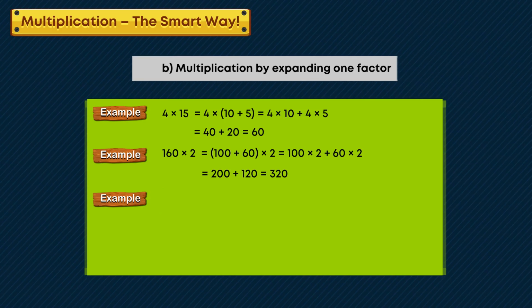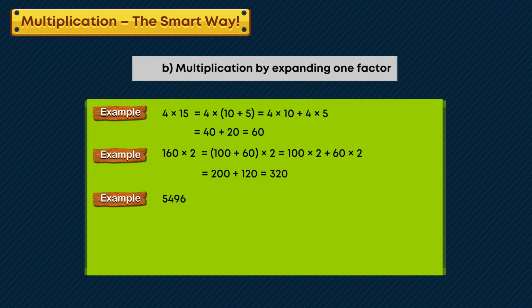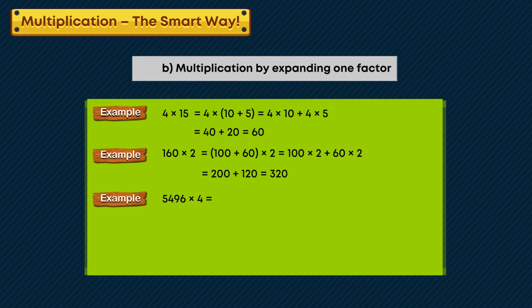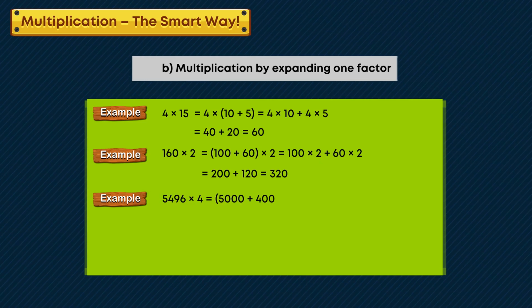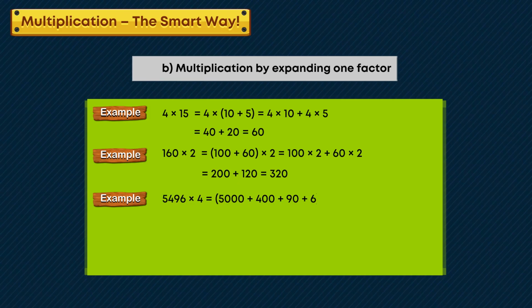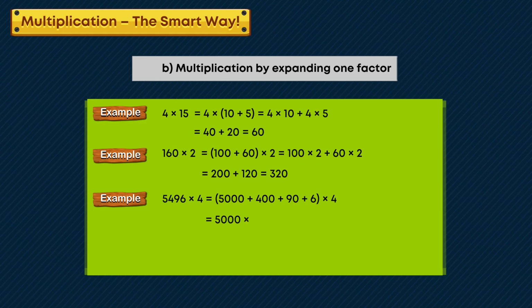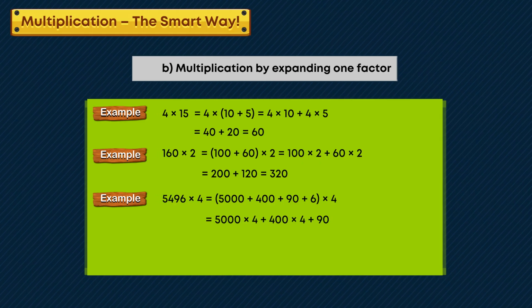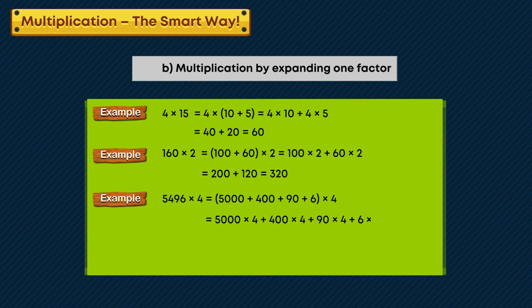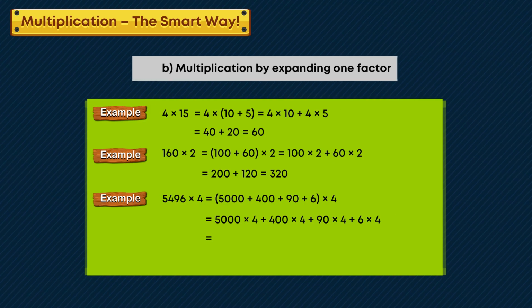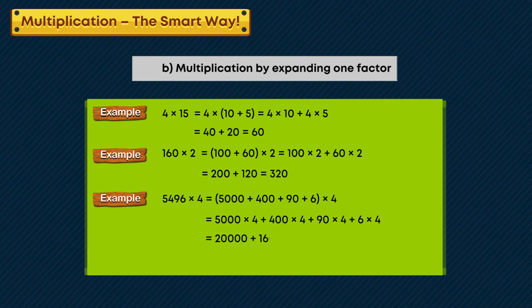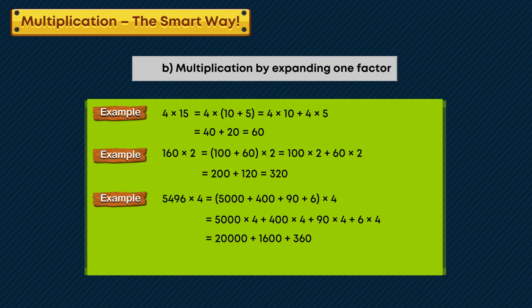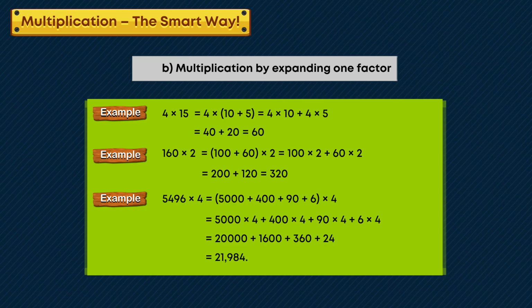Example: 5496 into 4 is equal to 5000 plus 400 plus 90 plus 6 into 4 is equal to 5000 into 4 plus 400 into 4 plus 90 into 4 plus 6 into 4 is equal to 20,000 plus 1,600 plus 360 plus 24 is equal to 21,984.